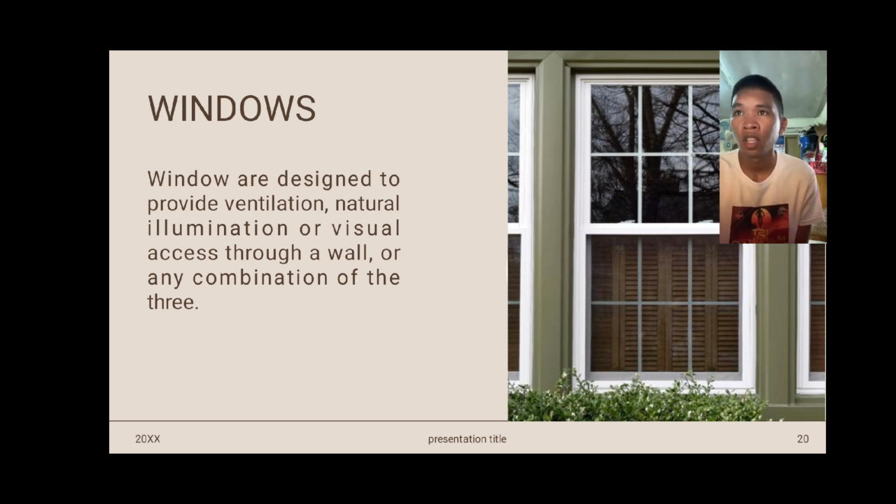Next slide. Windows are designed to provide ventilation, natural illumination, or visual access through a wall, or any combination of the three. Windows can be opened, can be just a sliding design, can have a screen, can have decorative designs, and can come in combinations, three, one only, or plain.